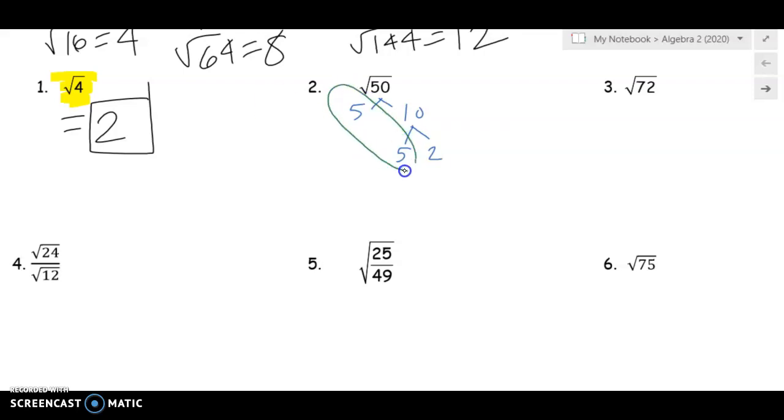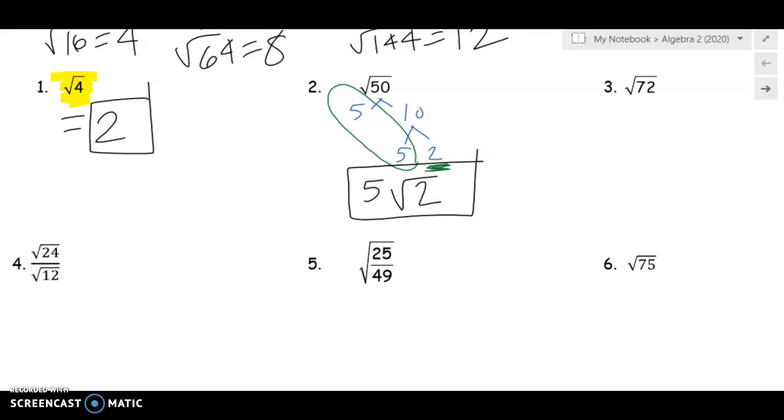And I'm going to circle them. I look for my pairs, my partners. So those two 5s are a match. I circle those. And I'm also going to underline my leftovers. So that 2 is a leftover. So when I write my final answer, the pair of 5s come to the outside, and the leftover 2 stays underneath the root. And that is how you would write your final answer.